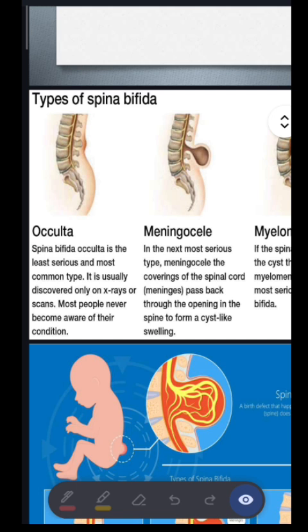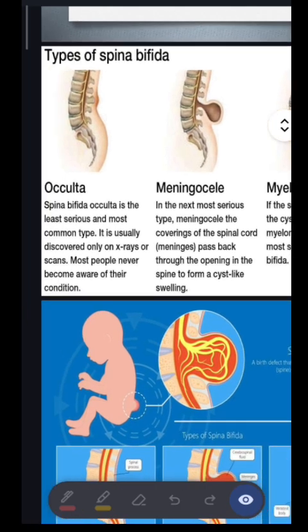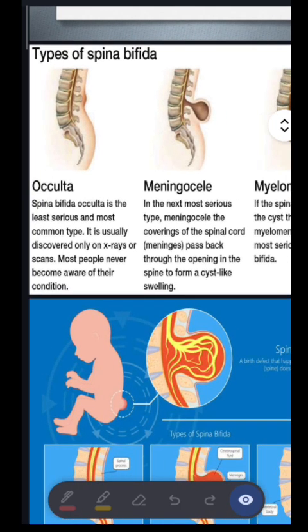The second one is meningocele. It is the next most serious type. The occulta is the least serious and most common type, but the meningocele is more serious. Meningocele involves the meninges, the covering of the spinal cord, which passes back through the opening in the spine to form a cyst-like swelling.